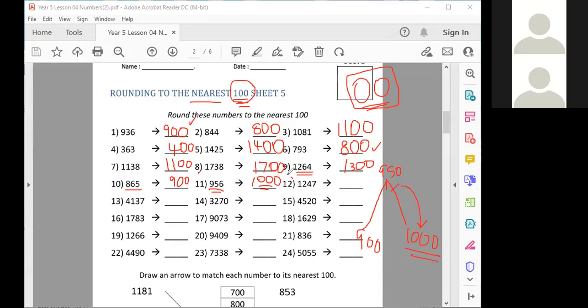Now, last question, number 12. 1,247. All of you, where would we go? One person faster, the rest? 1,200. Okay, good. Do you understand?